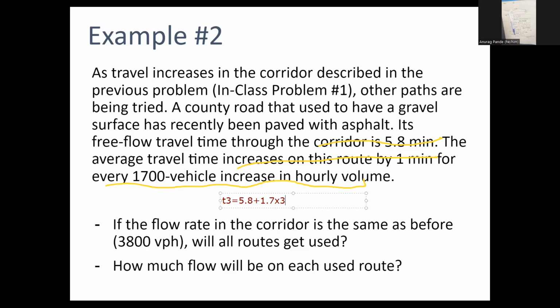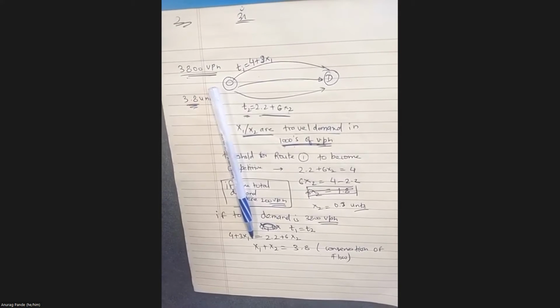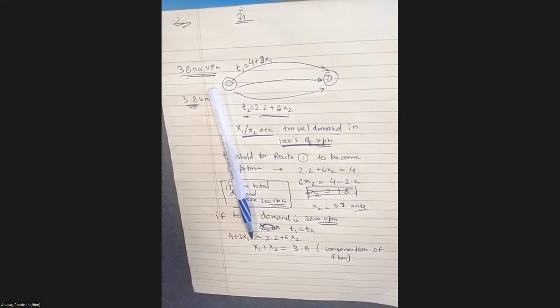So travel time increases by 1 minute, right? Oh, that's right. I should probably say, so that's a great point. So I should probably rephrase this question here instead of changing my equation. So that's a good point. So I should be thinking about this. So I should say by 1.7 minutes for every 1,000 vehicles.